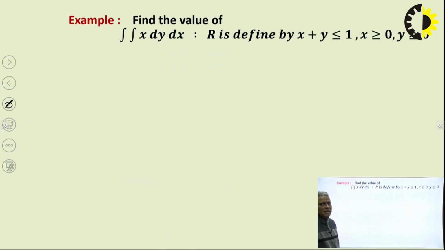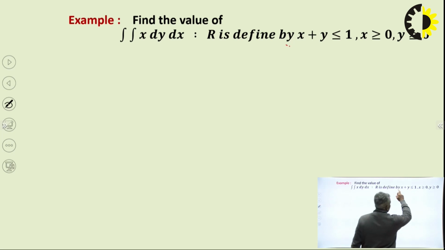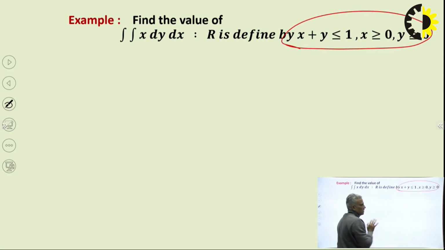Suppose we consider another problem. This is the same problem I explained previously, so this problem can be solved in this way. In this problem the region is given, but the limit is not given. So there are two ways to solve such a problem. The first is by using the graph, and the second is without the graph. First of all, I explain with the graph.